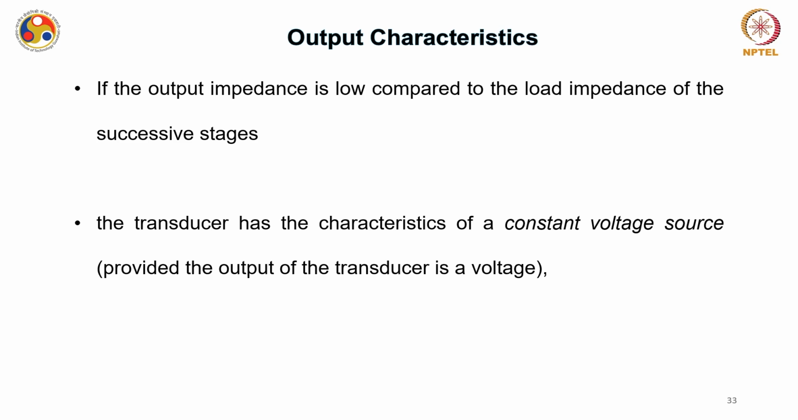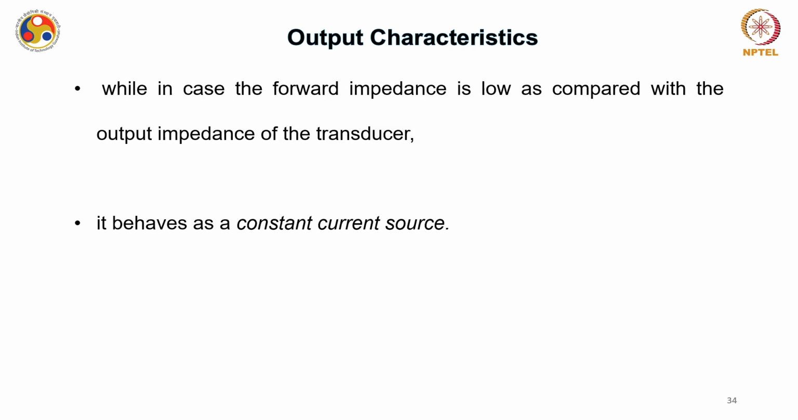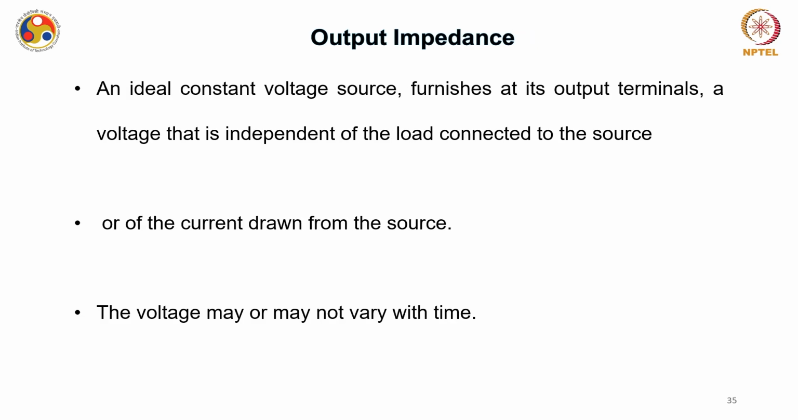So, if the output impedance is low compared to the load impedance of the successive stage, the transducer has the characteristic of a constant voltage source, provided the output of the transducer is a voltage. It can be called a constant current source if the output is current. In case the load impedance is low compared with the output impedance of the transducer, it behaves as a constant current source.